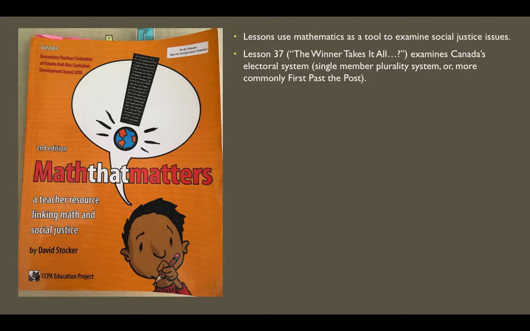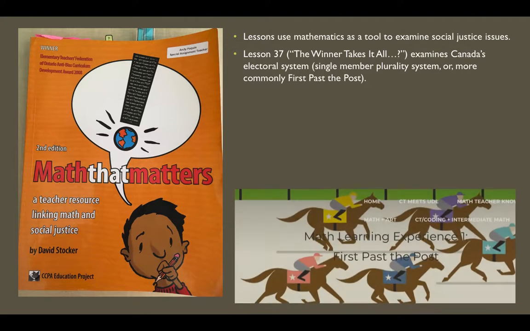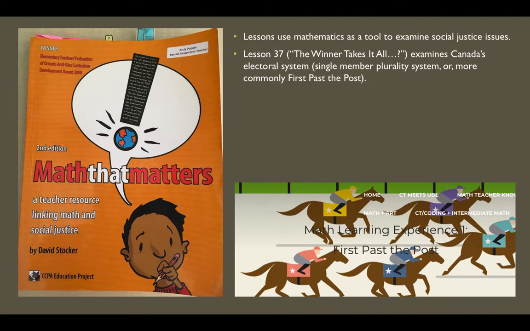And this lesson examines Canada's electoral system, which is called Single Member Plurality System, or more commonly known as First Past the Post, which brings us back to the image at the start of the presentation. Our electoral system is very much like a horse race. The first person past the post, or the person with the most votes, gets everything, gets the seat in the House. And all the other candidates get next to nothing. So it's very much like a horse race in that way.